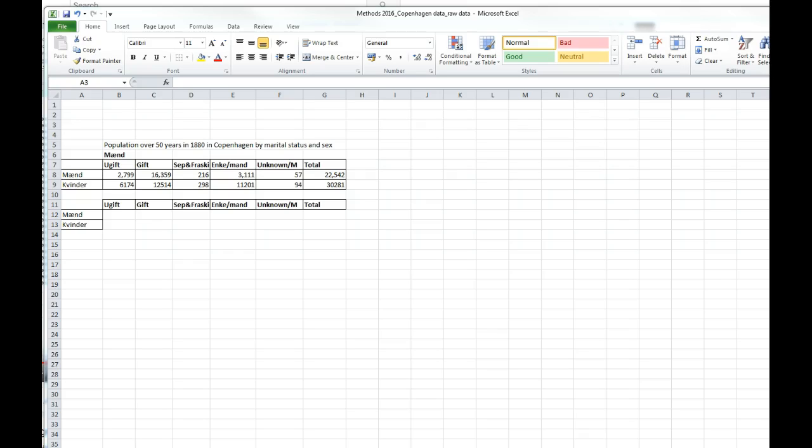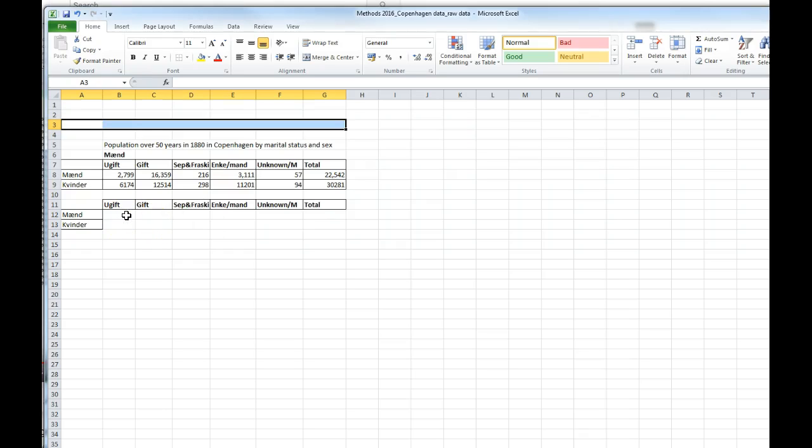Here we have the population over 50 years in 1880 in Copenhagen, and you see that we have men and their marital status, and then we have women and their marital status. So we have here the totals, and the aim of the exercise is just knowing which is the percentage of men or women in a given marital status. So this just uses a small function and then our friend the dollar sign.